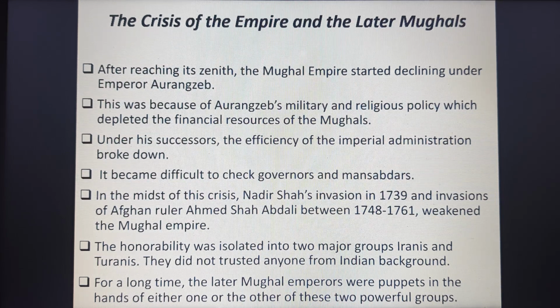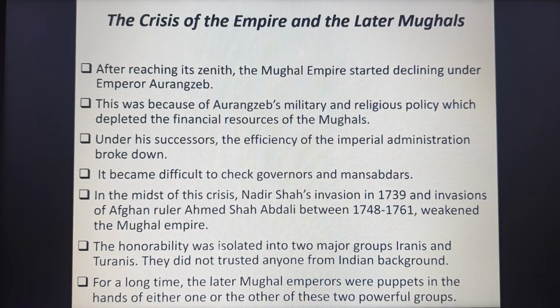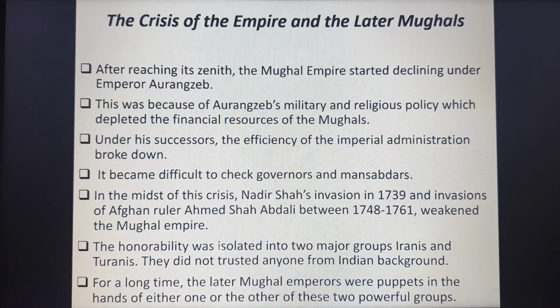They did not trust anyone from an Indian background. Some conversions also took place; some of the Hindus, or basically Indians, were converted into Muslims. But those converted Muslims were not treated as equals, and the Mughal Empire still did not trust anyone to give the rule. They depended on the Iranis who came from Iran and the Turanis who came from Turkey. Only those people were made nobles, and they were the trusted ones of the Mughal Empire.